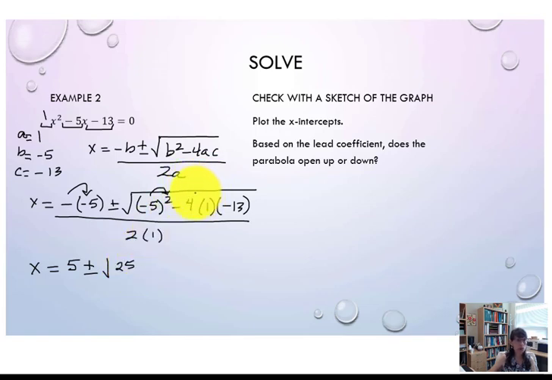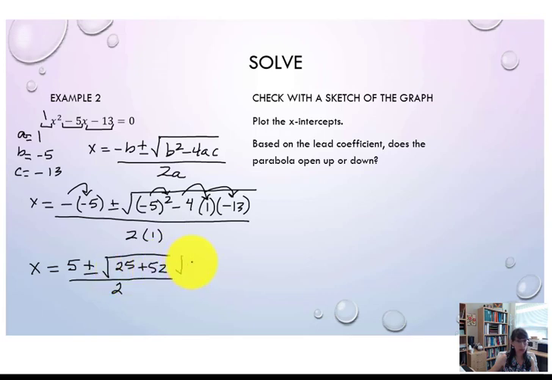Now we have 3 factors to multiply. Negative 4 times 1 times negative 13. Negative times positive times negative. So that means we will be adding something to 25. So when we multiply 4 times 1, we get 4, and 4 times 13 would be 52. So we'll be adding 52 to 25. In the denominator, 2 times 1 makes 2. Now let's add and see what we have under this radical.